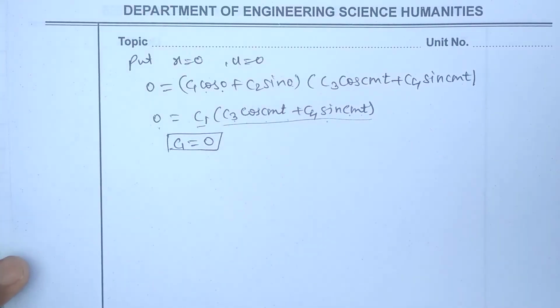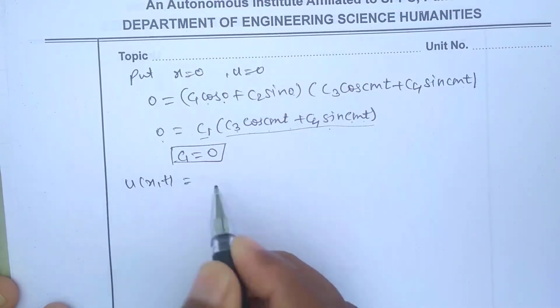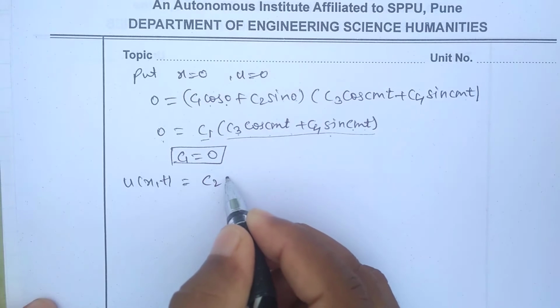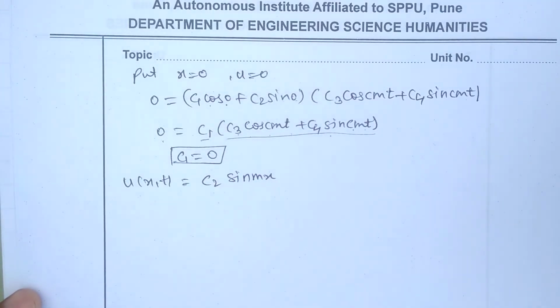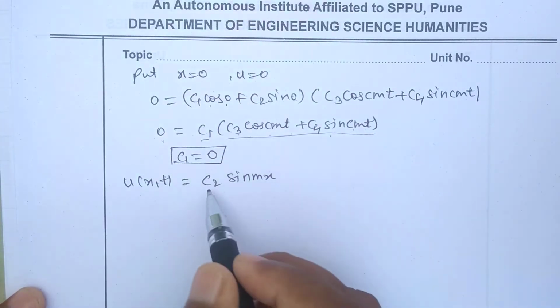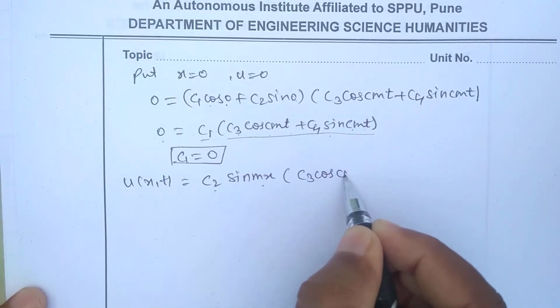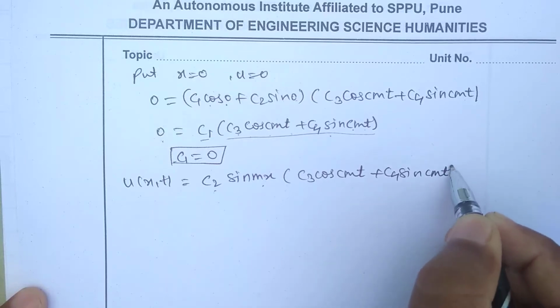Put this in equation number 1. So we will get u of x comma t is equal to c2 sin mx. The c1 cos mx term becomes eliminated since c1 is 0. So you will get c2 sin mx into the second bracket c3 cos cmt plus c4 sin cmt.